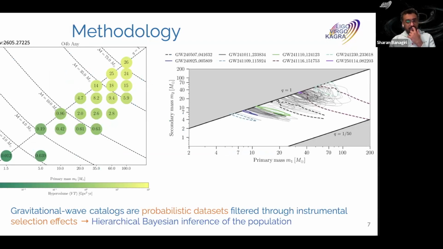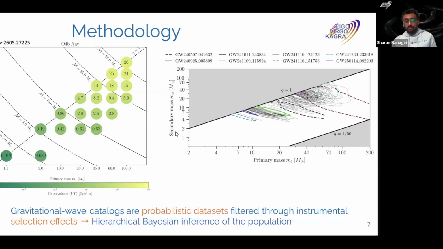Let's talk about methodology. Gravitational wave catalogs are probabilistic data sets. What this means is that any single event will have a substantial amount of uncertainty in it, often at the levels of 10% or maybe a few tenths of percent. So for example, each of these curves in this plot shows our inference of the primary mass and the secondary mass. So these are the two masses of the binary, and we see that these credible regions are quite broad. These are 90% credible levels.